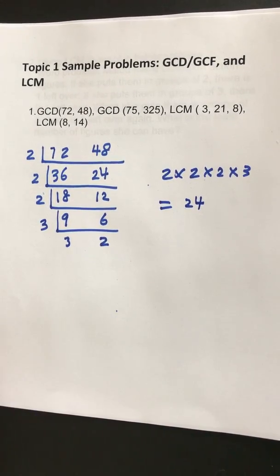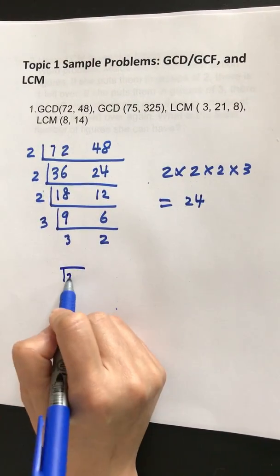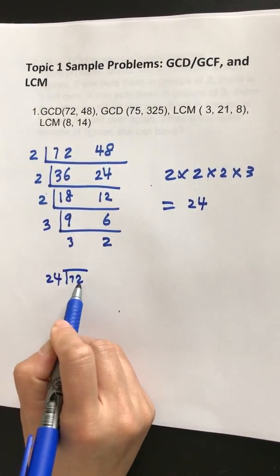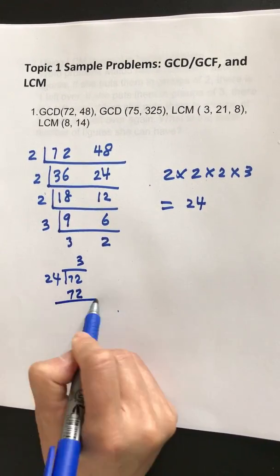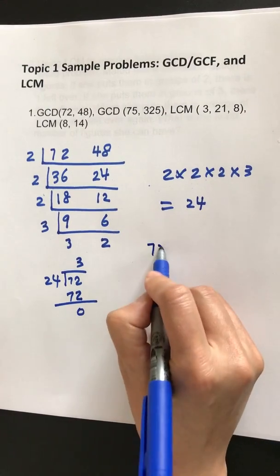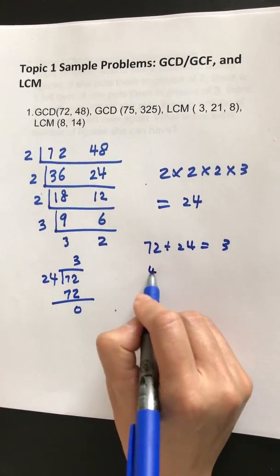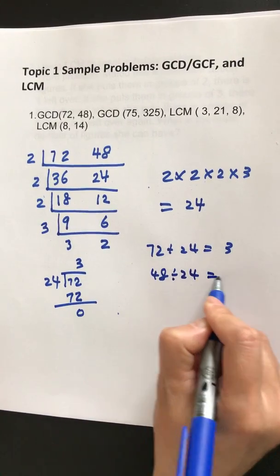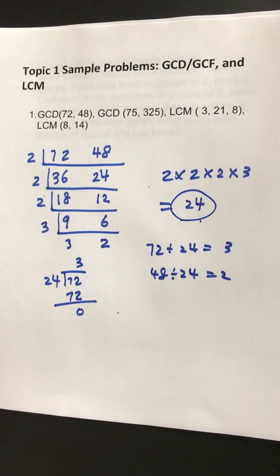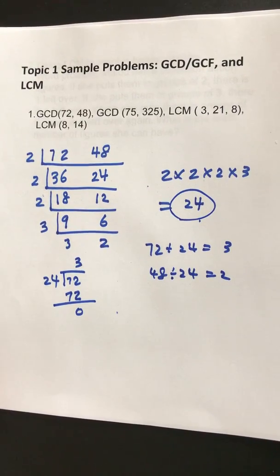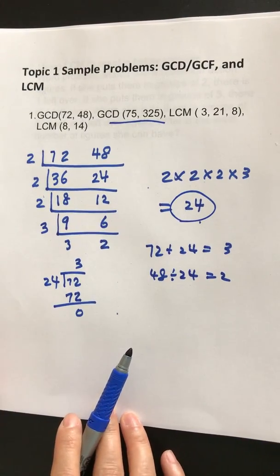Let's double check whether 72 and 48 can both be divided by 24. 72 divided by 24 is 3, and 48 divided by 24 is 2. So this is the greatest common divisor of both numbers. The second example we want the student to carry out by themselves.